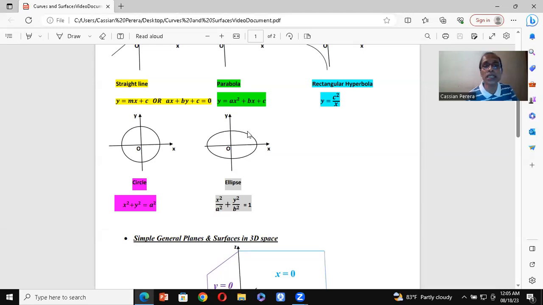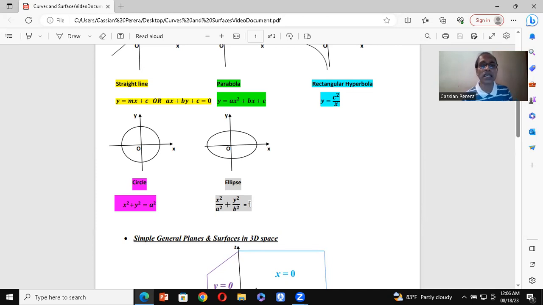Ellipse means it's not a circle. Now, the distance where the ellipse cuts the y-axis is smaller than the distance where it cuts the x-axis. Here we say a, here is called b. This equation is x squared divided by a squared plus y squared divided by b squared is equal to 1.